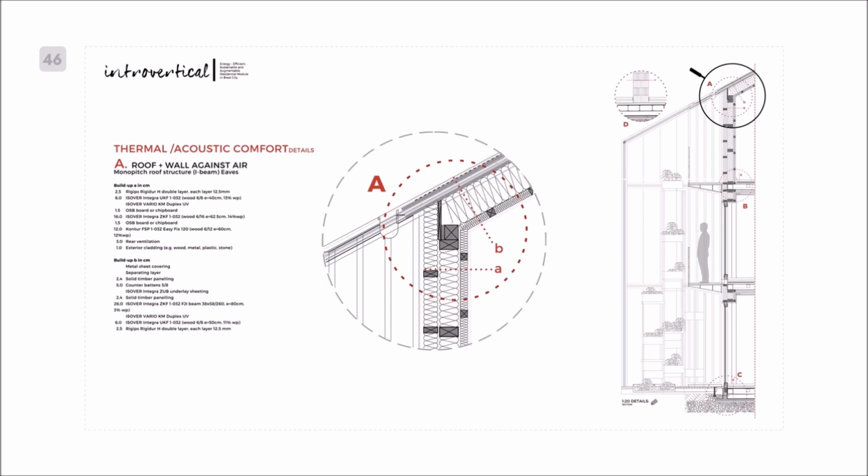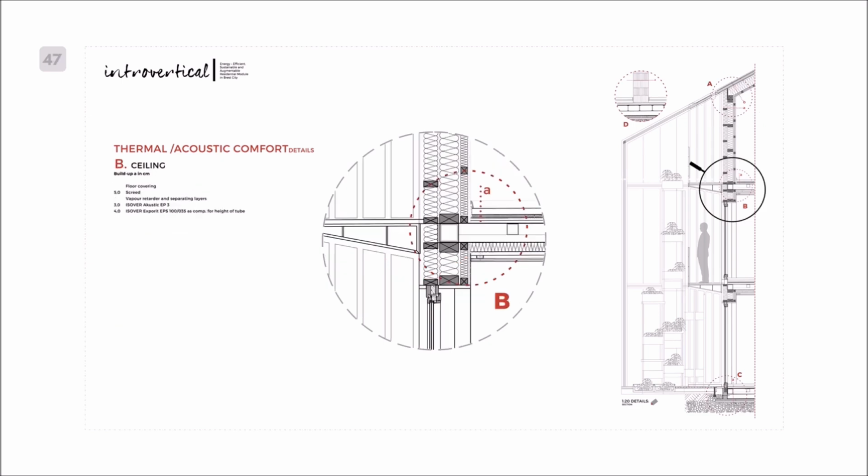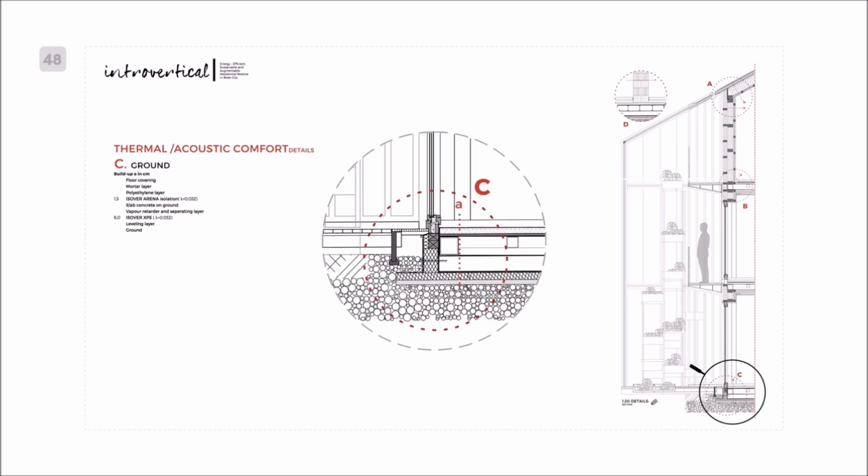47. In the ceiling detail, take care to be able to show the console, if any, and all related insulation layers at once. 48. The ground detail, on the other hand, expresses shelter in terms of water and heat in the relationship of the mass with the ground.